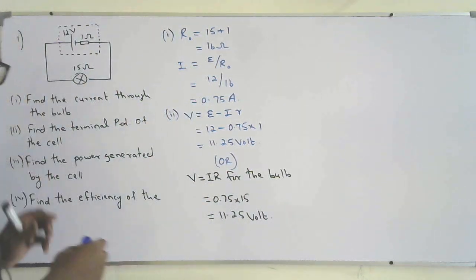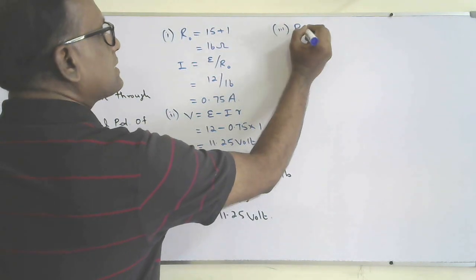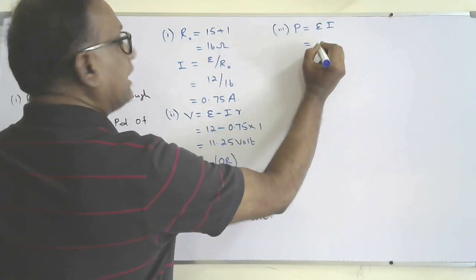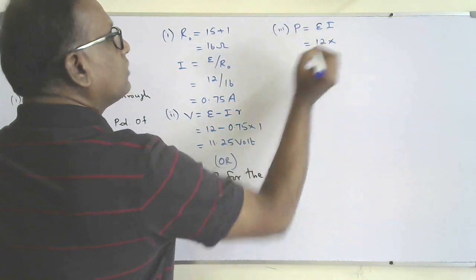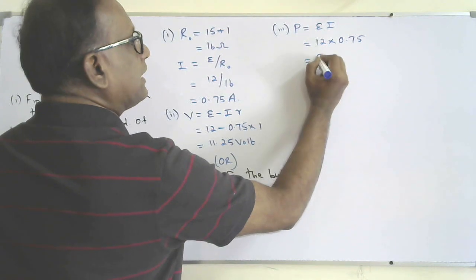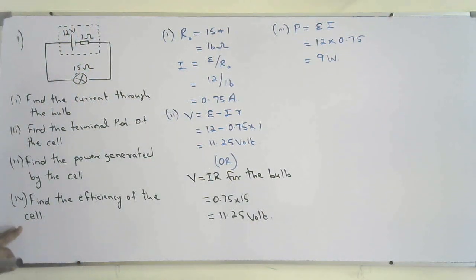Okay, third part, find the power generated by the cell. Power generated by the cell is given by P equal EMF times I. So the EMF is 12 into current 0.75. So it will be 9 watts. That's the power generated by the cell.